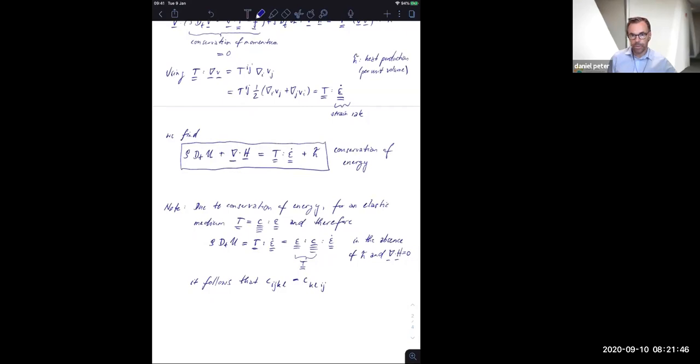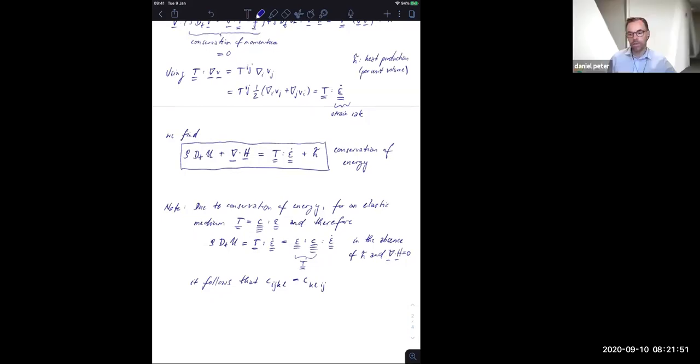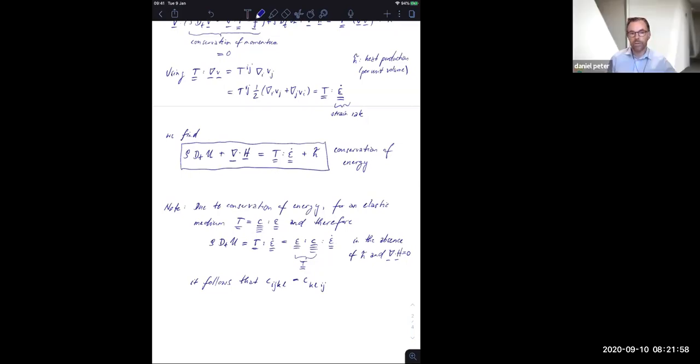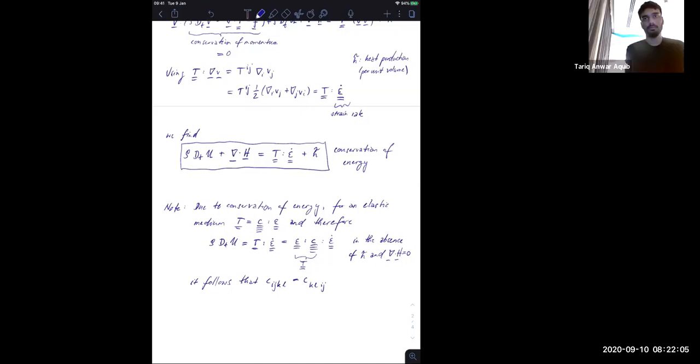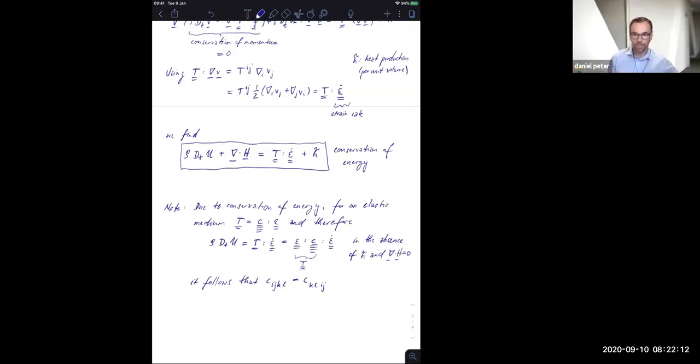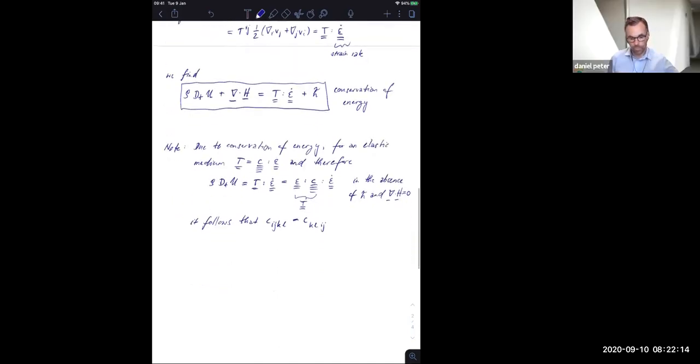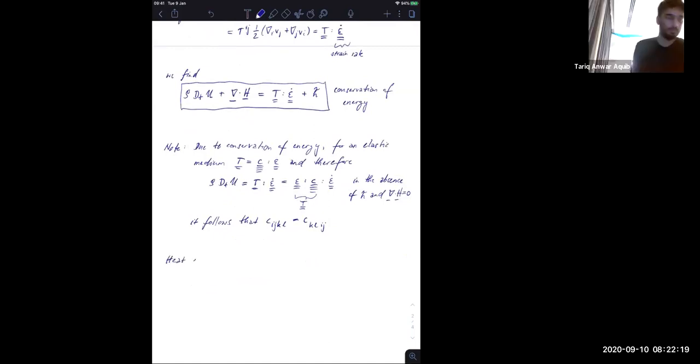Do you have some questions right now? What we want to do is basically, let's look now at the heat equation. Let's use the conservation of energy, the equation we set here on top, and come to the heat equation. Good so far? Yeah. Okay.